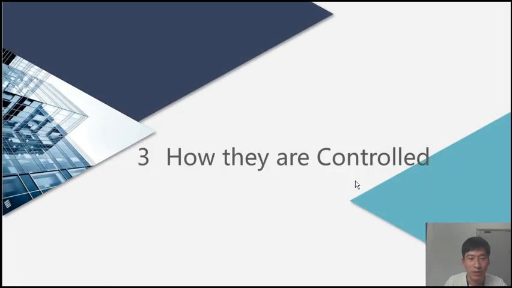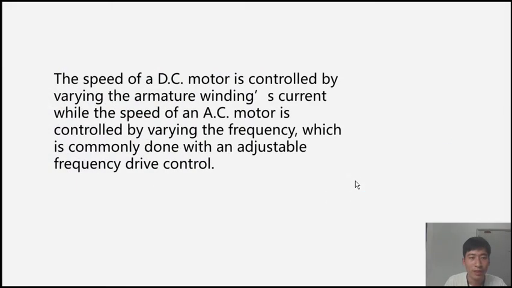Now we talk about how they are controlled. The speed of a DC motor is controlled by varying the armature windings current, while the speed of an AC motor is controlled by varying the frequency, which is commonly done with an adjustable frequency drive control. That's the difference between AC motor and DC motor.